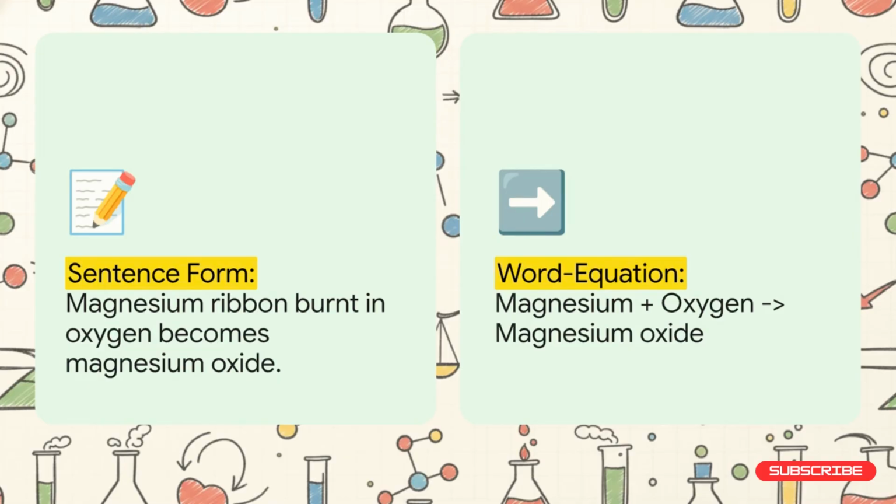The substances that are actually undergoing the change, in this case magnesium and oxygen, those are called the reactants. They always live over on the left-hand side. The brand new substance that gets formed, the magnesium oxide, that's our product, and it sits on the right. And that arrow, it's just acting like a one-way street sign showing the direction of the reaction.